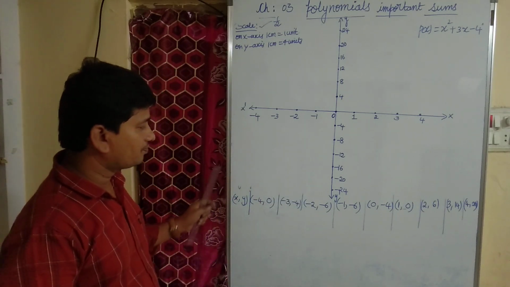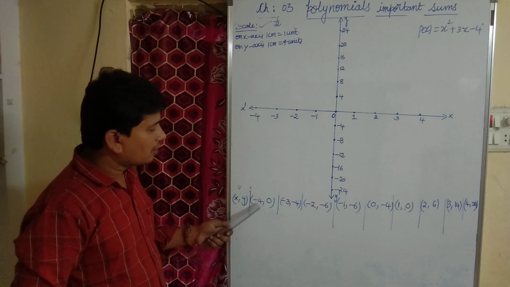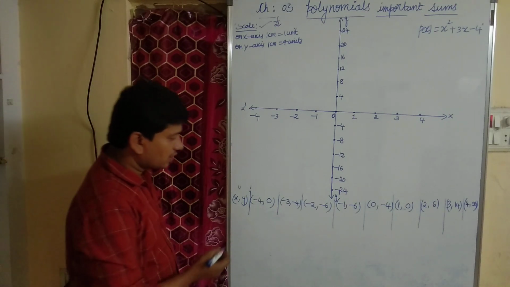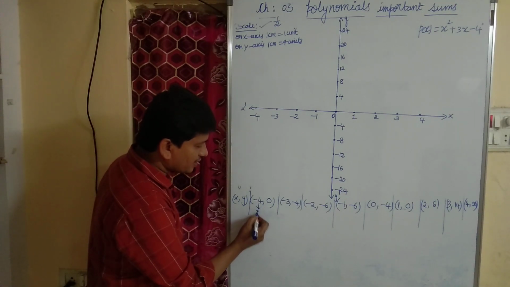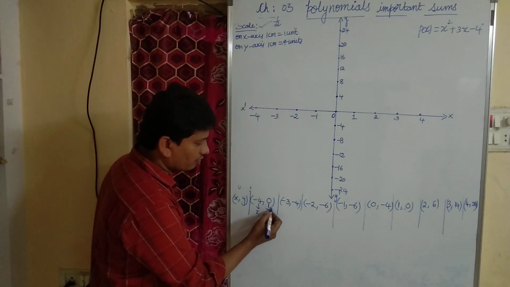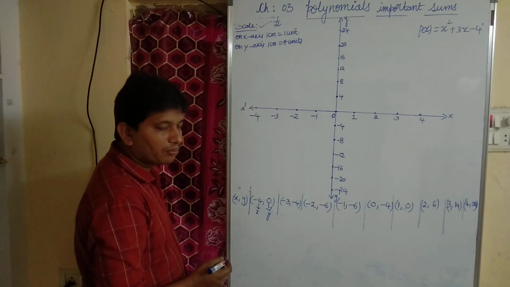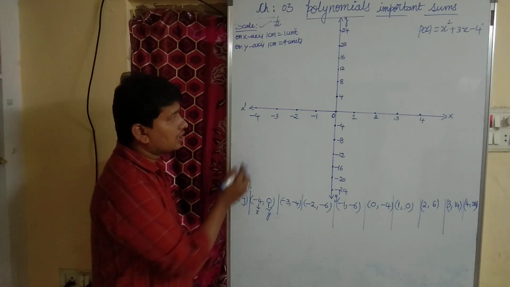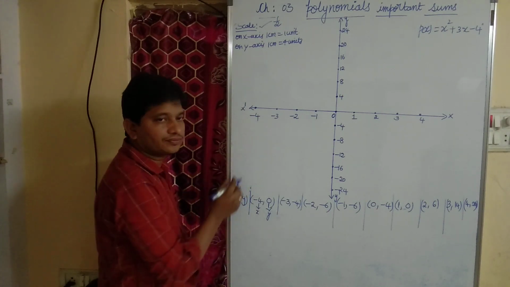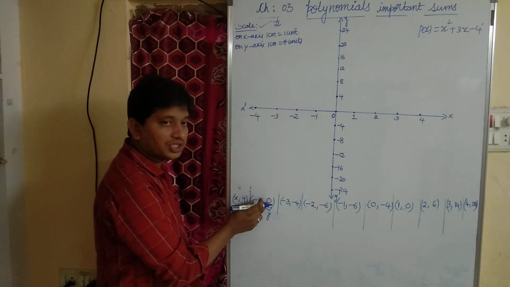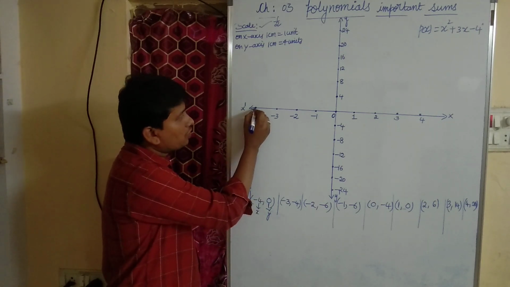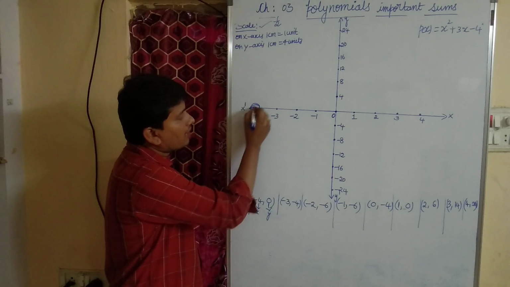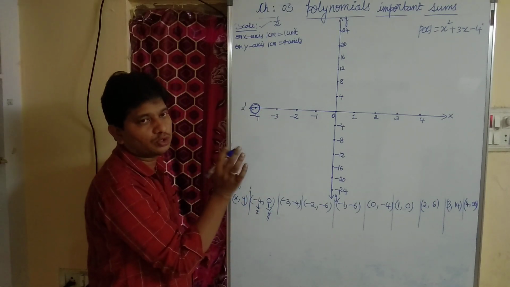Right? Now, our first point is -4, 0. This -4 is on the x-axis and 0 on the y-axis. Where is -4 on the x-axis? Here is -4 on the x-axis and our y coordinate is 0, which means there only. This is our point -4, 0.